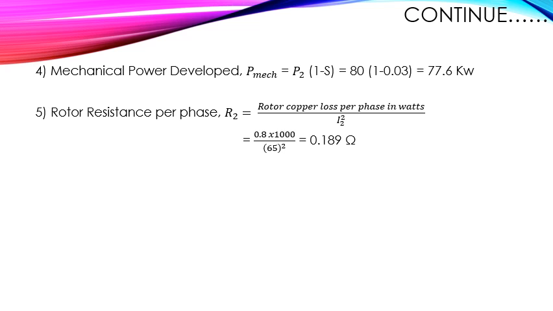Then mechanical power developed is equal to P2 multiplied by (1 minus S). P2 is the rotor power input and it is 80 kilowatts, so multiplied by 1 minus 0.03, the mechanical power developed is 77.6 kilowatt. Then using the rotor copper loss per phase in watts, we can find the rotor resistance per phase R2. So R2 is equal to 0.8 multiplied by 1000 divided by 65 square, so it is 0.189 ohms.